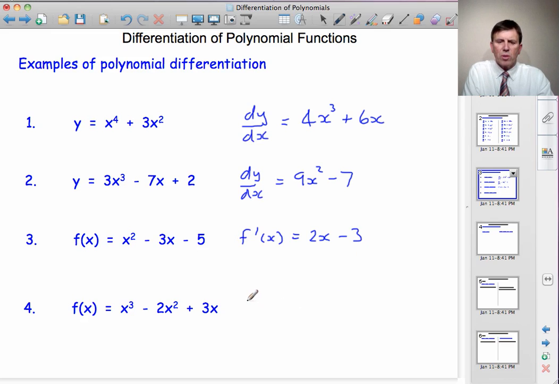And one final example, f dash of x is equal to, differentiate x cubed, we get 3x squared. Differentiate minus 2x squared, we get minus 4x. The 2 multiplied by the minus 2 give me minus 4. And if we differentiate plus 3x, we get plus 3. So there are 4 examples of differentiating polynomials. We'll now go on to investigate the gradient function of polynomials graphically.